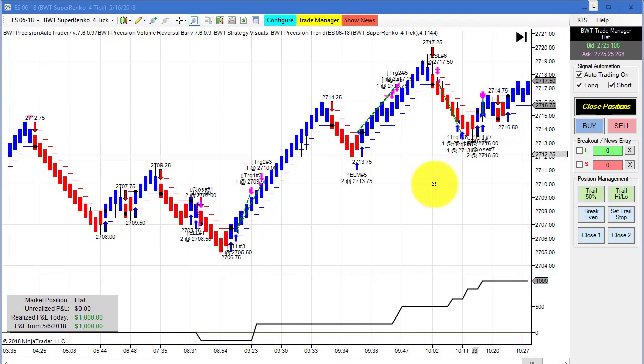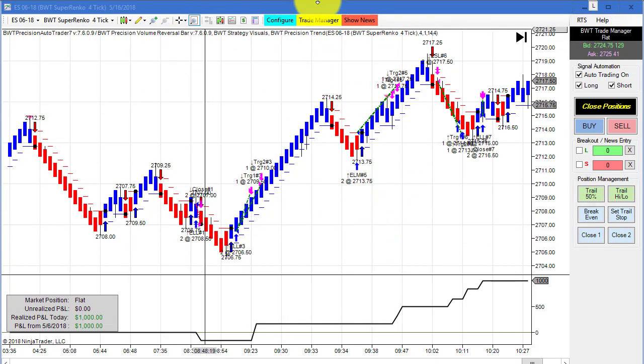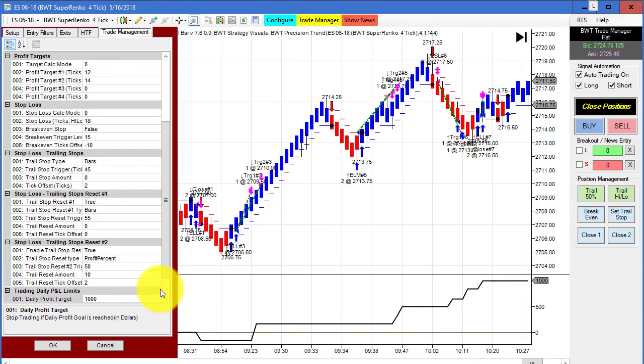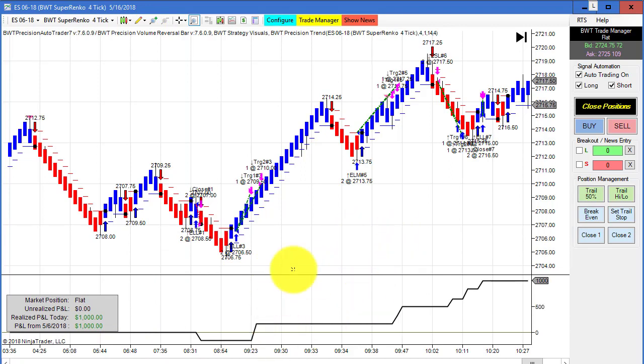Okay, next up is the E-mini S&P on a Super Renko 4 tick, and this hit its goal of I believe it's 1,000 or 1,050. Hit its goal of 1,000 with no slippage. A couple of nice trades here. We had one small loser off the open, only about a $100 drawdown.